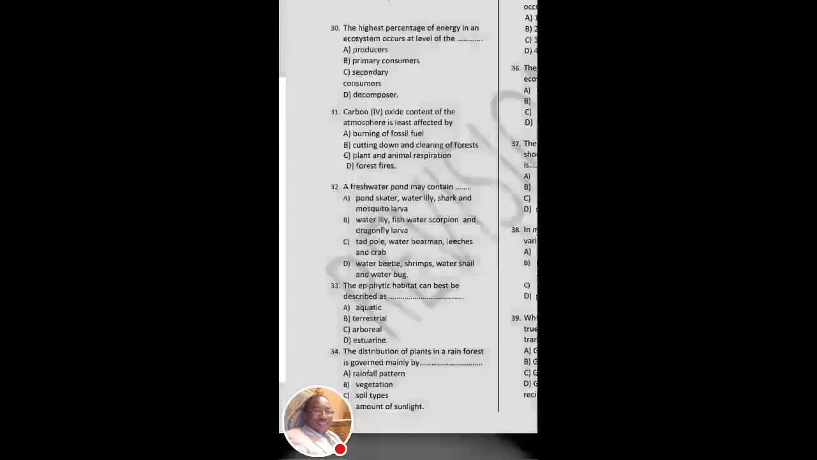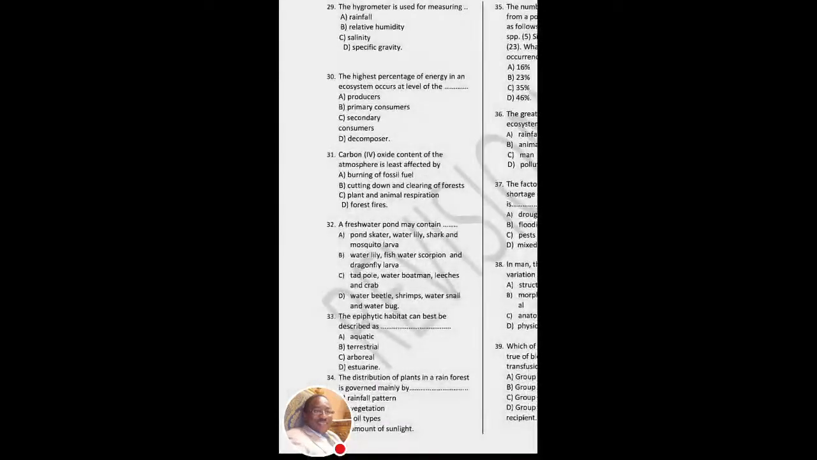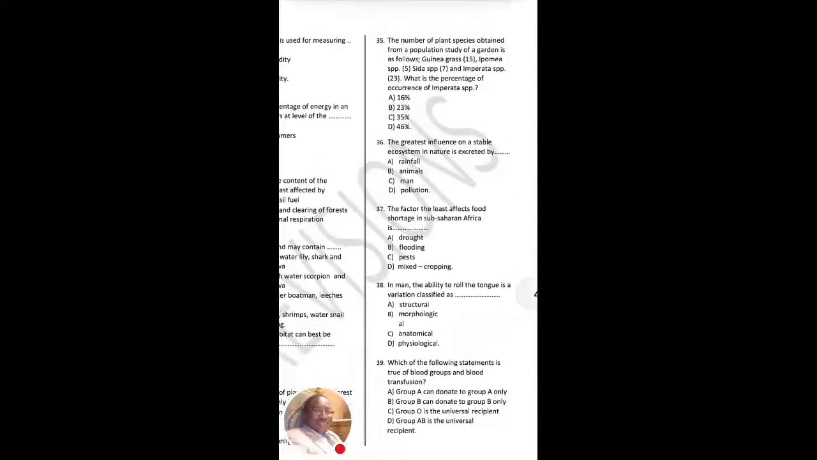Number 34. The distribution of plants in a rainforest is governed mainly by A, rainfall, B, vegetation, C, soil type, D, amount of sunlight. The correct answer is rainfall. Rainfall determines the vegetation in a rainforest, not sunlight. It has nothing to do with the soil type, whether it is sandy or clay or loamy. Rainfall determines how the plants will grow.